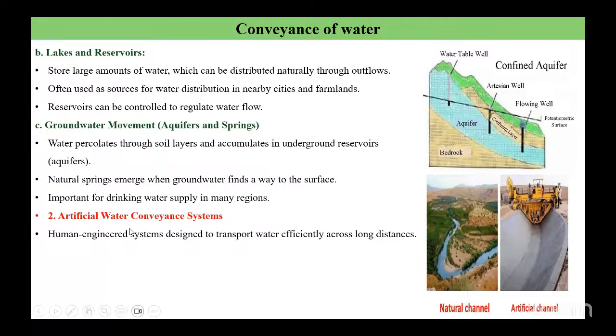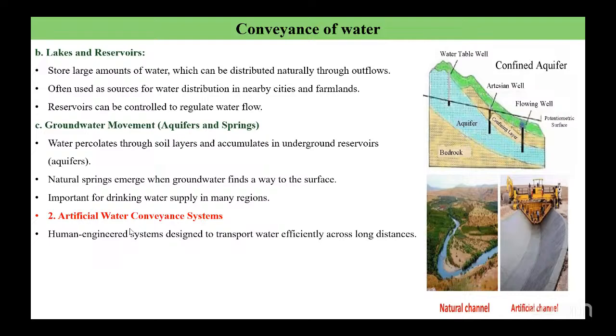These lakes and reservoirs store large amounts of water and slowly distribute it naturally through outflows. So these are the natural water bodies which store a huge amount of water and slowly distribute it naturally through outflows, often used as sources for water distribution in nearby cities and farmlands. And the reservoirs can also be used as a control system to regulate the water flow.